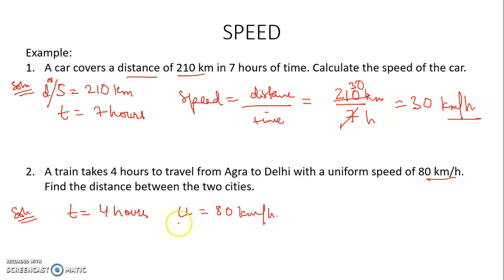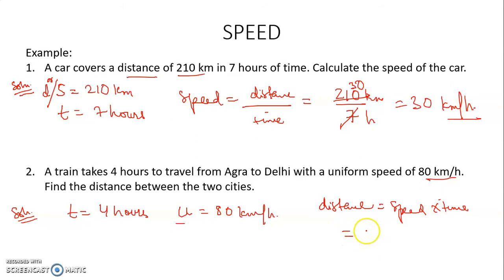In many books, the speed is given by S. Fine, you can go with that. Find the distance between the two cities. So how can we find the distance? We know that speed is equal to distance by time. So distance will be speed into time.